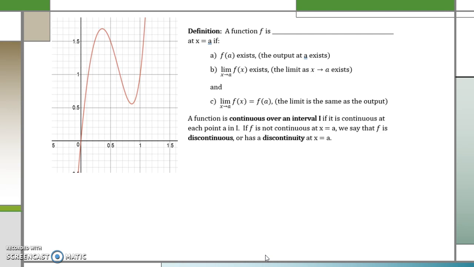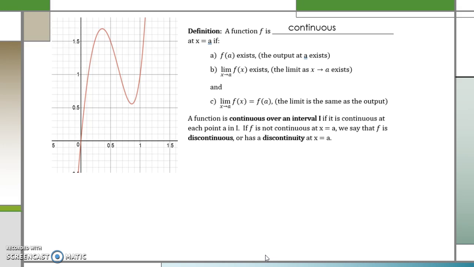Now that we know a little bit about an alternative way in which we can find the limit using substitution, we want to define a continuous function. So a continuous function at x equals a particular number happens if all three of these exist. We can find f of a, the limit as x approaches a exists, and the limit as x approaches a is equivalent to f of a. All three of these must happen in order for a function to be continuous.